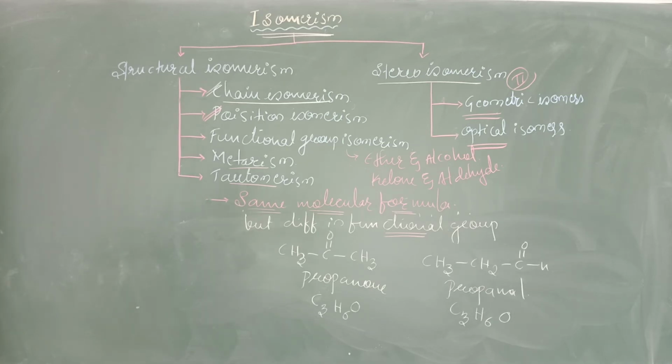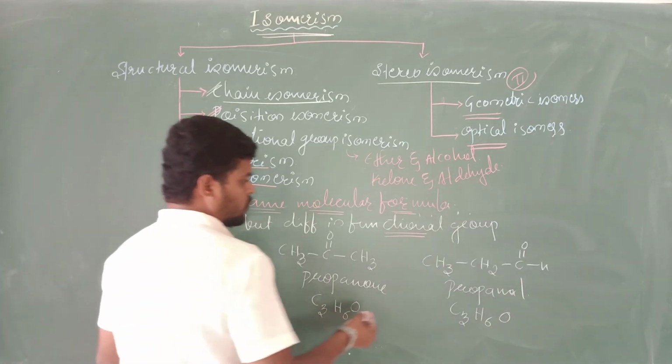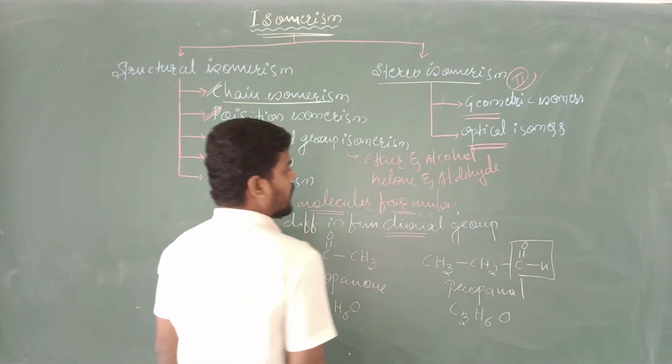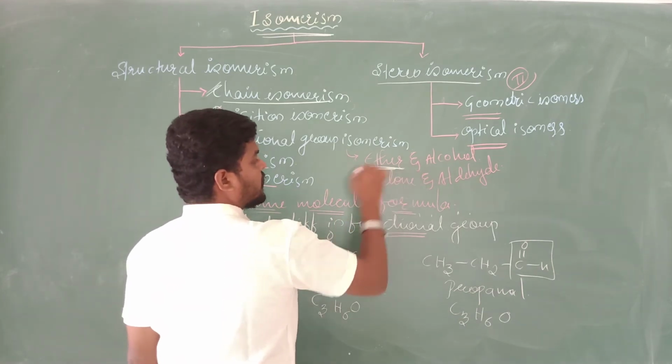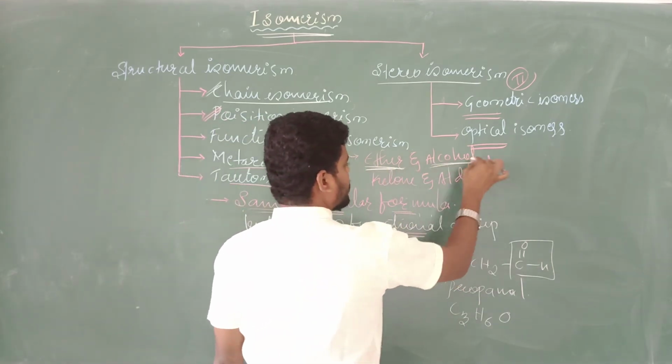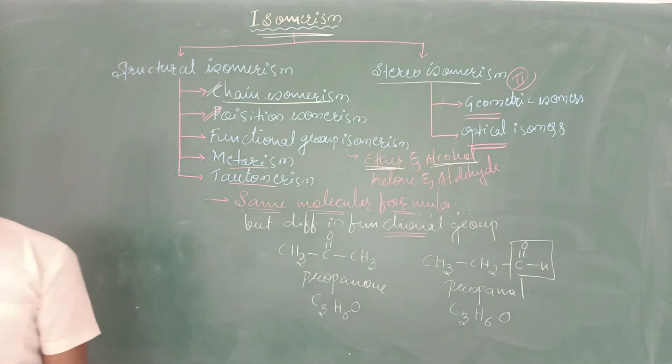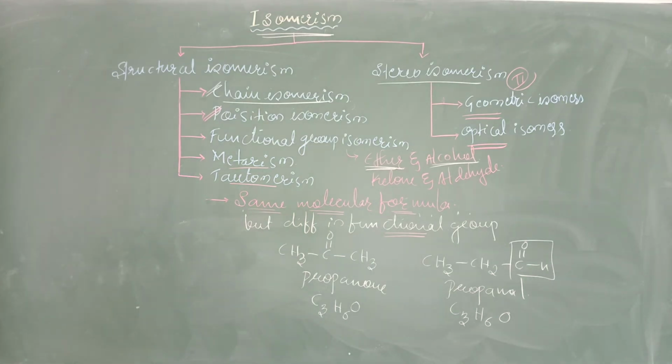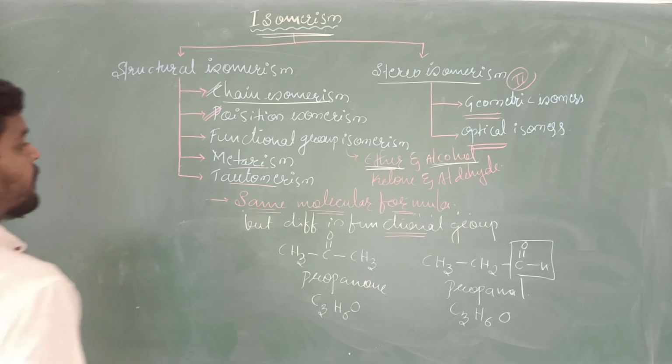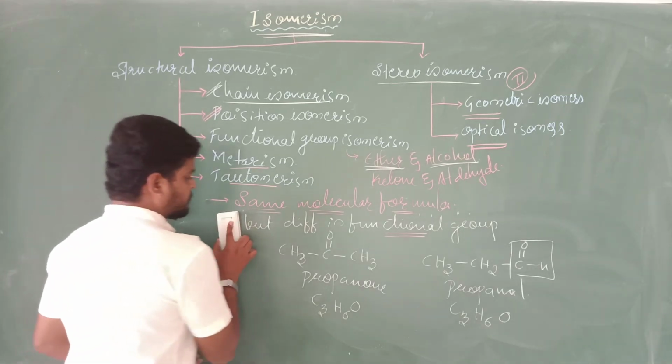So in one compound the functional group is ketone, in the other the functional group is aldehyde. Earlier, in one the functional group was ether and in the other it was alcohol. So we call them functional isomerism. That is, compounds having the same molecular formula but differing in the functional group are called functional isomers, and the phenomenon is called functional isomerism.